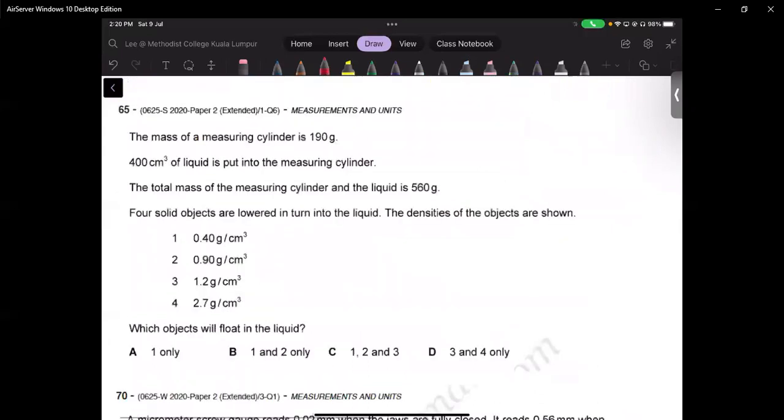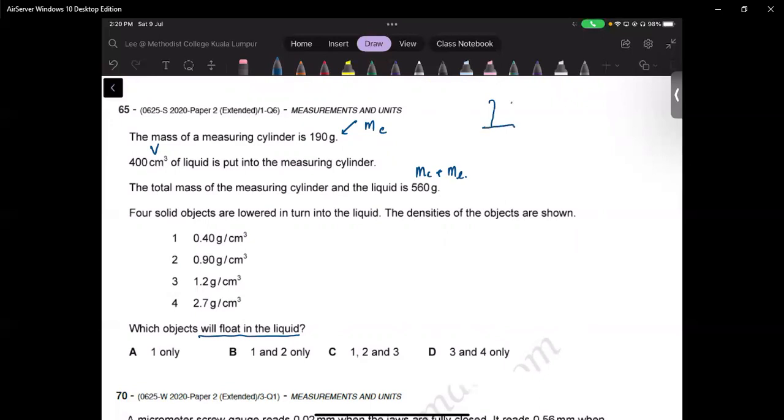Question 65. Mass of a measuring cylinder is 190 grams. This is M. This is the volume of the liquid. Total mass of the cylinder and the liquid. Mass of liquid. And they say they will lower 4 objects. So there are 4 different blocks, 1, 2, 3, and 4. And we will lower them into the liquid. Which object will float?